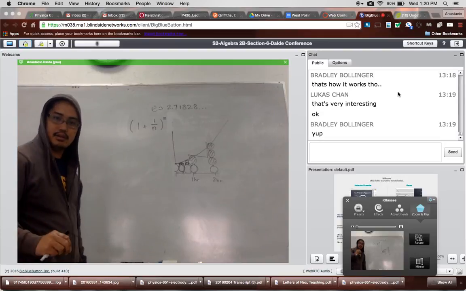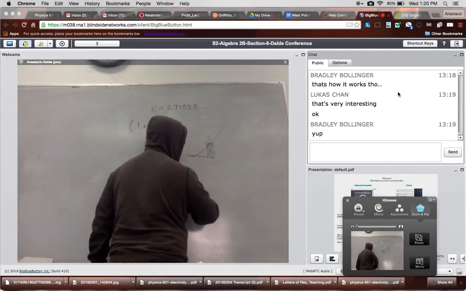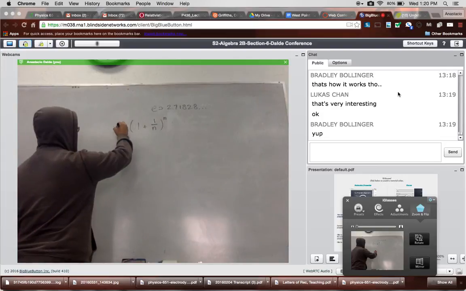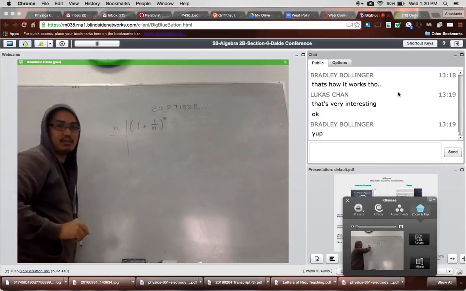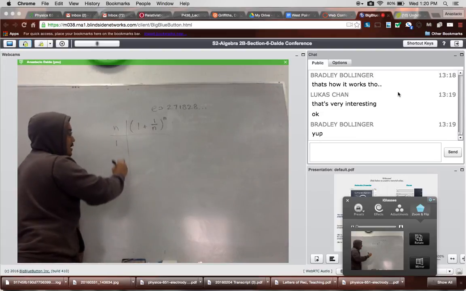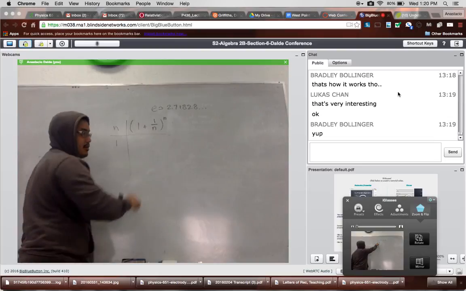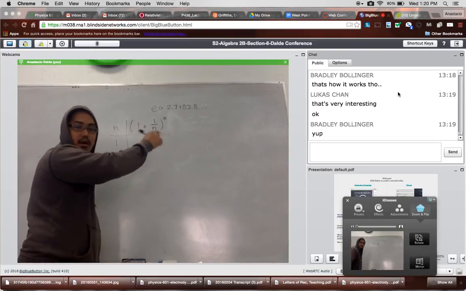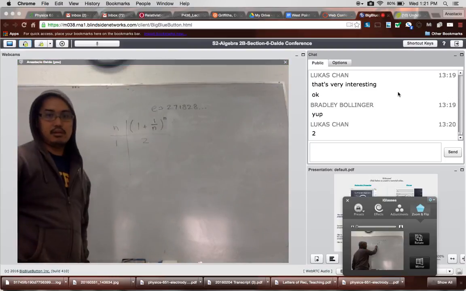Sound good? So here, I'm going to make a table for you. And I'm going to show you something. Here's my table. Here's n, and here's the results. If n is equal to 1, then I'll take 1 plus 1 divided by 1, so that's 2, to the 1 power, so your result is going to be 2. Are we cool?